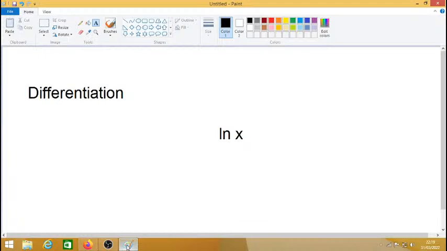This is a live lesson for A-level maths year 2, following the Edexcel Pearson syllabus. We're currently in the chapter on differentiation, and today we're looking at natural log of x. You can pronounce this as natural log of x or log x or ln x if you just want to keep it as short as possible.